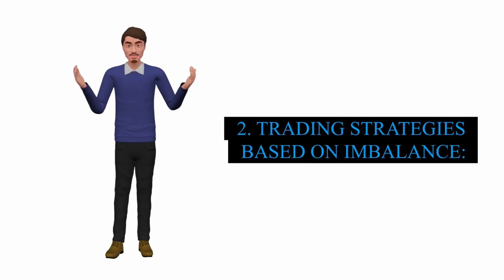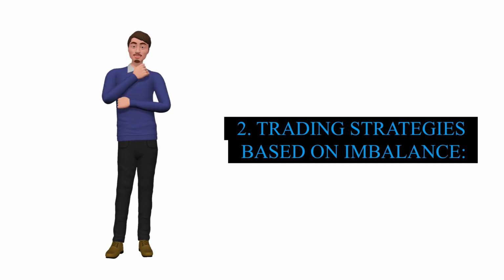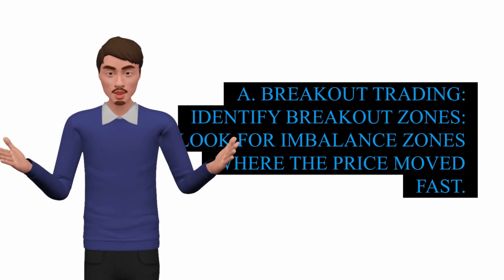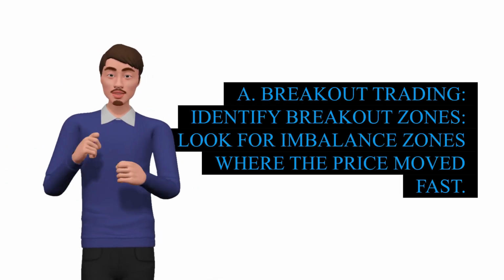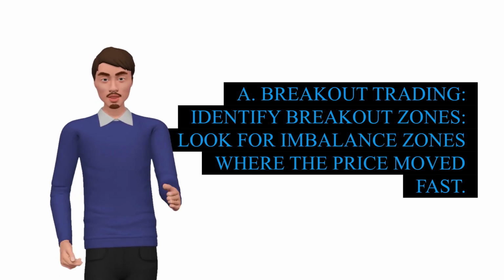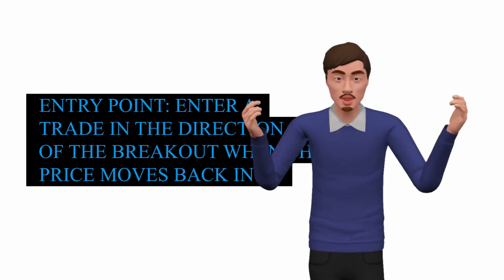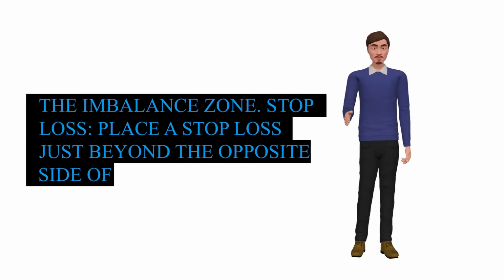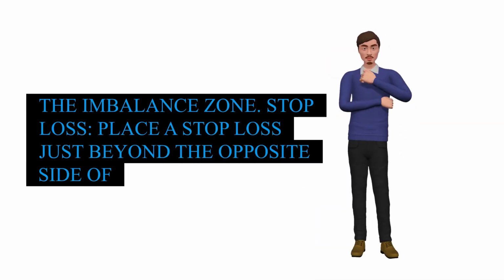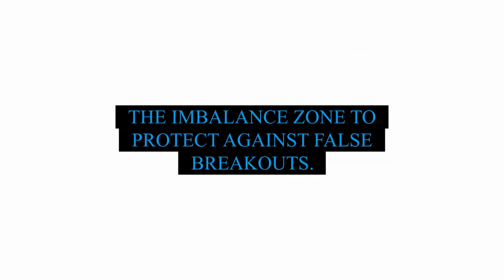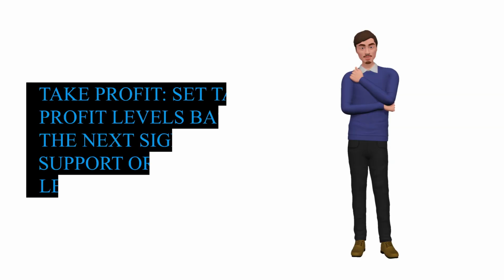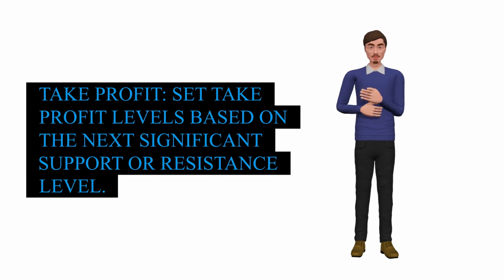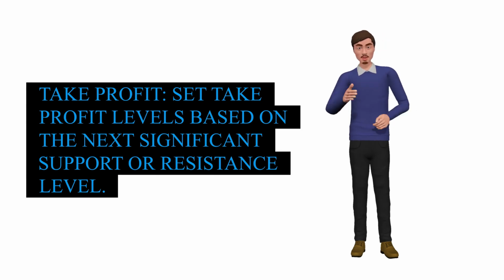2. Trading strategies based on imbalance. A. Breakout trading. Identify breakout zones: look for imbalance zones where the price moved fast. Entry point: enter a trade in the direction of the breakout when the price moves back into the imbalance zone. Stop loss: place a stop loss just beyond the opposite side of the imbalance zone to protect against false breakouts. Take profit: set take profit levels based on the next significant support or resistance level.